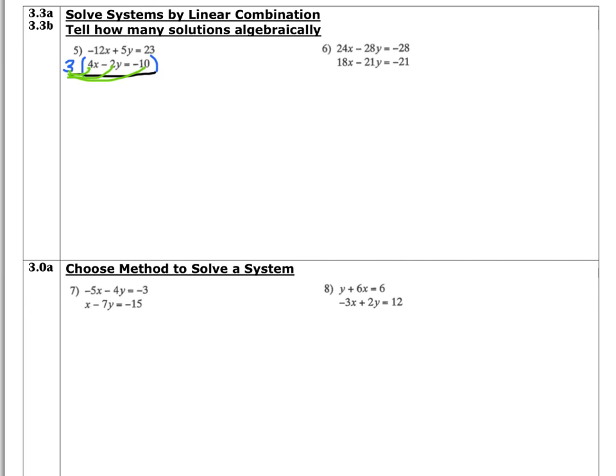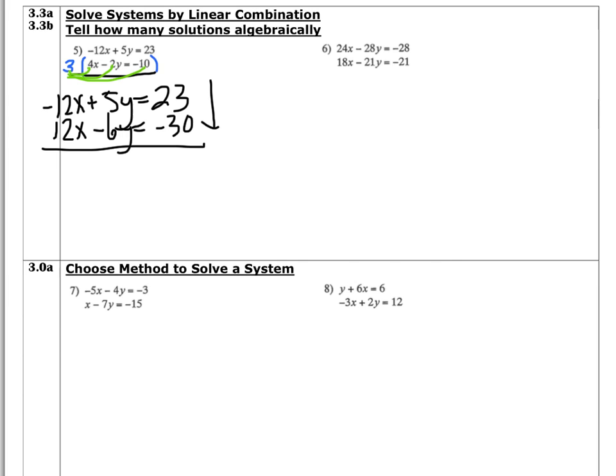When you rewrite this system, it's now going to look like negative 12x plus 5y equals 23. The second one is 12x minus 6y equals negative 30. Now when you add down, the x's fall out. 5y minus 6y is negative 1y. 23 minus 30 is negative 7. To solve for this, just divide by negative 1 on both sides. When you do that, y is equal to 7.